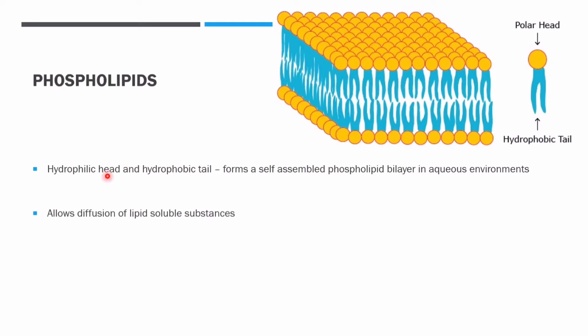Phospholipids allow diffusion of lipid-soluble substances through the membrane, and this is because the substances must be soluble in lipids to be able to diffuse through this bilayer. And because of the self-assembled phospholipid bilayer, this means the membrane is flexible and self-healing. Because it's self-assembled, it naturally wants to be in this state, so when broken apart for some reason, it will heal itself. And it's flexible because the phospholipids are constantly in motion.